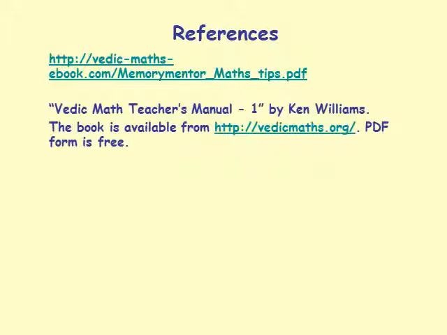Now the references. The first reference is this Vedic Maths ebook, memory mentor maths tips PDF. I got most of the ideas from this ebook, but I used my own approach. My approaches are different. This ebook has numerous other tips and shortcuts, such as multiply by 11, multiply by 12, square of numbers ending in 5, and some others, working with times also.